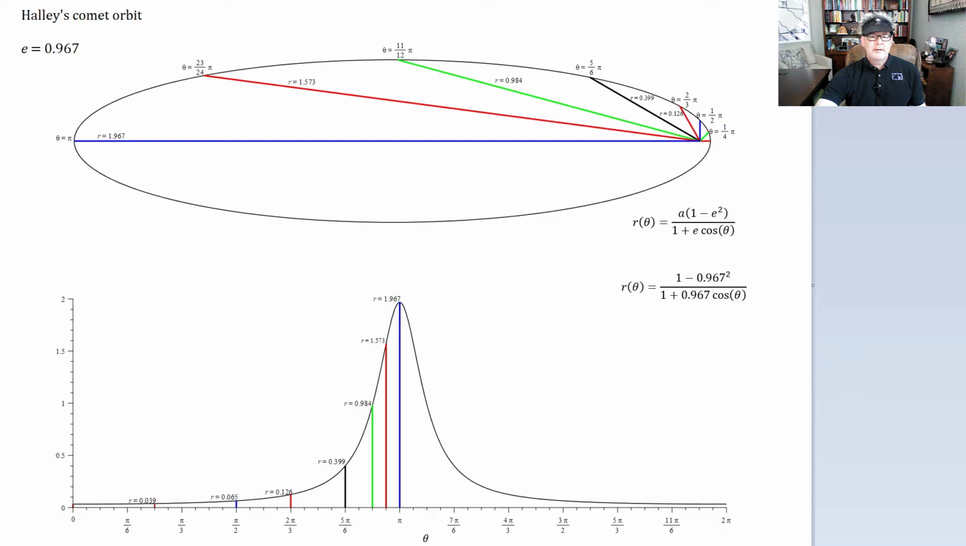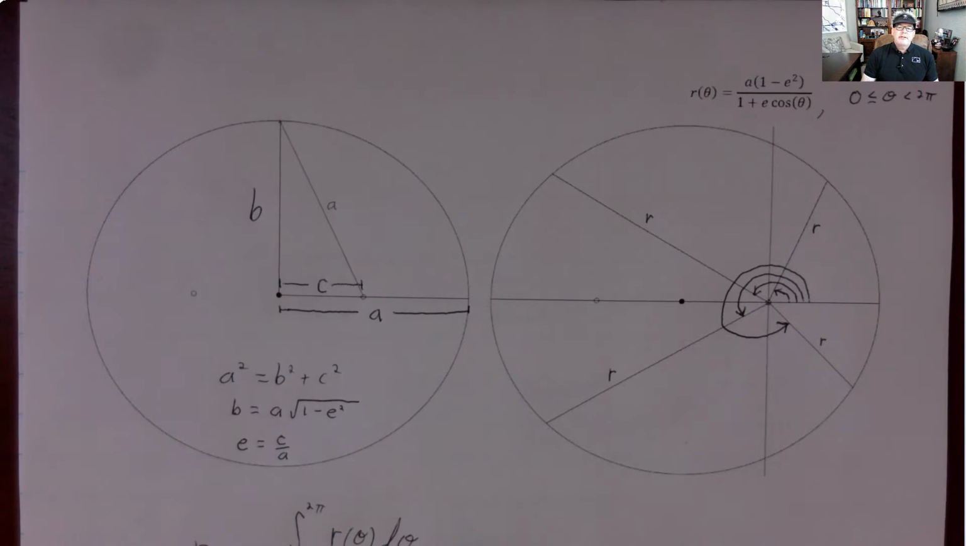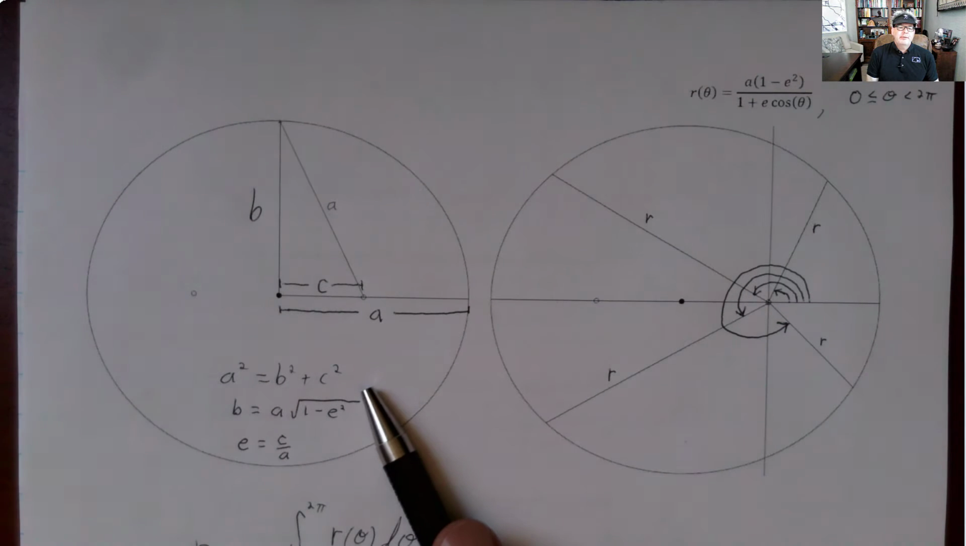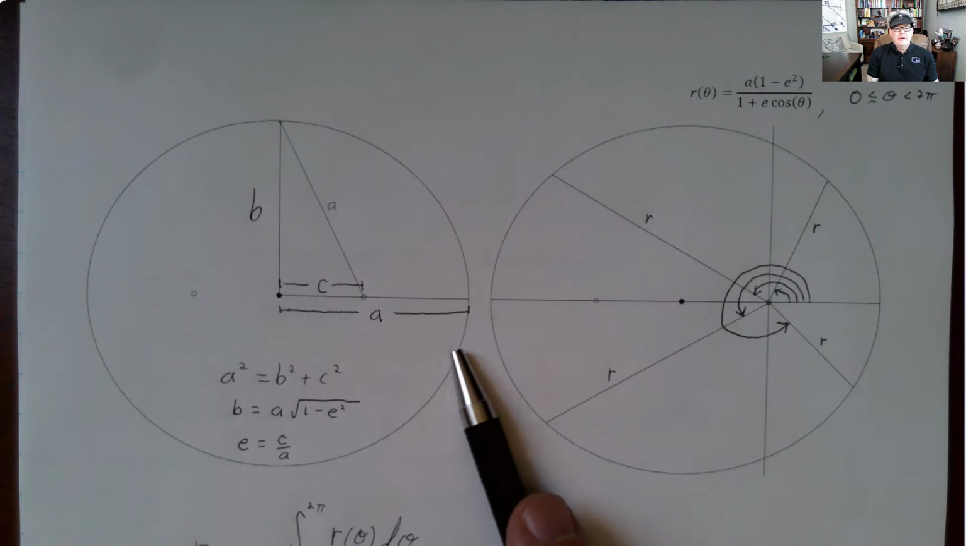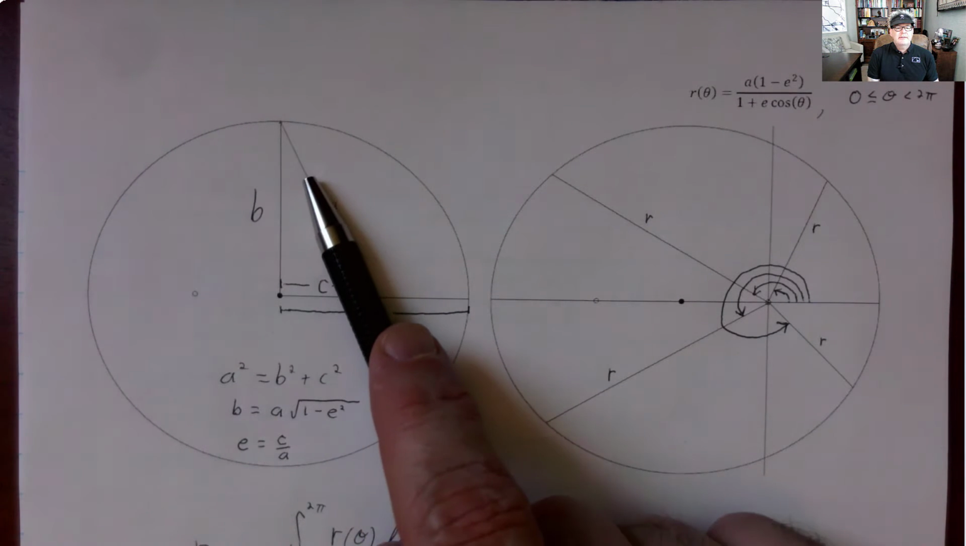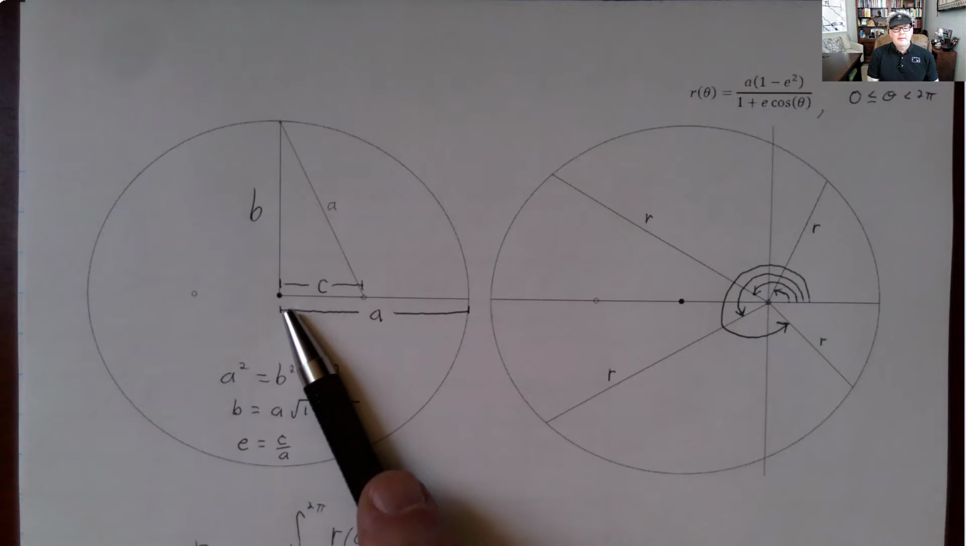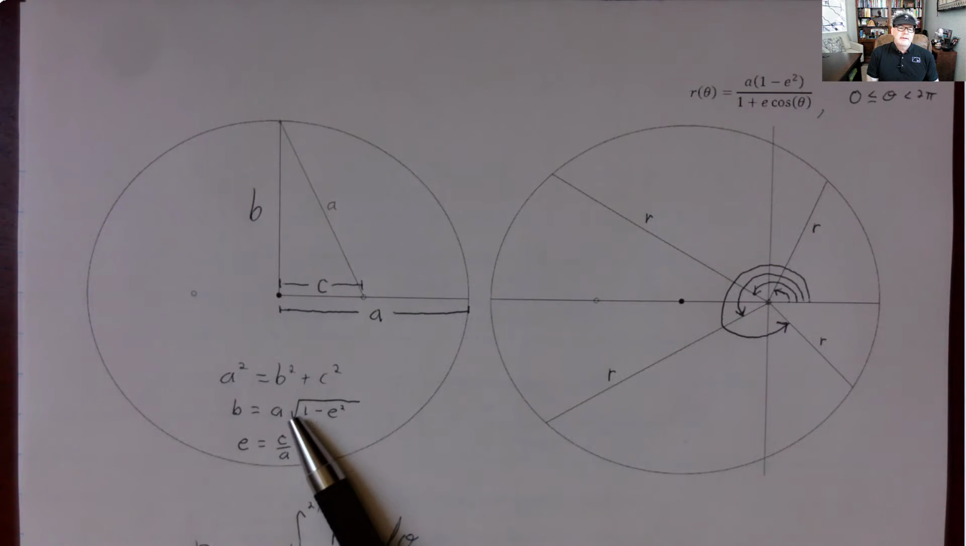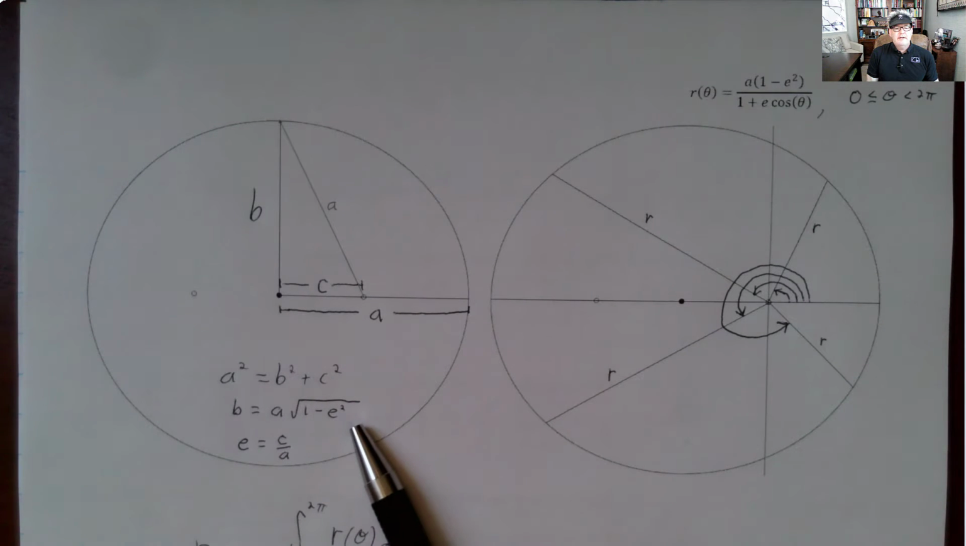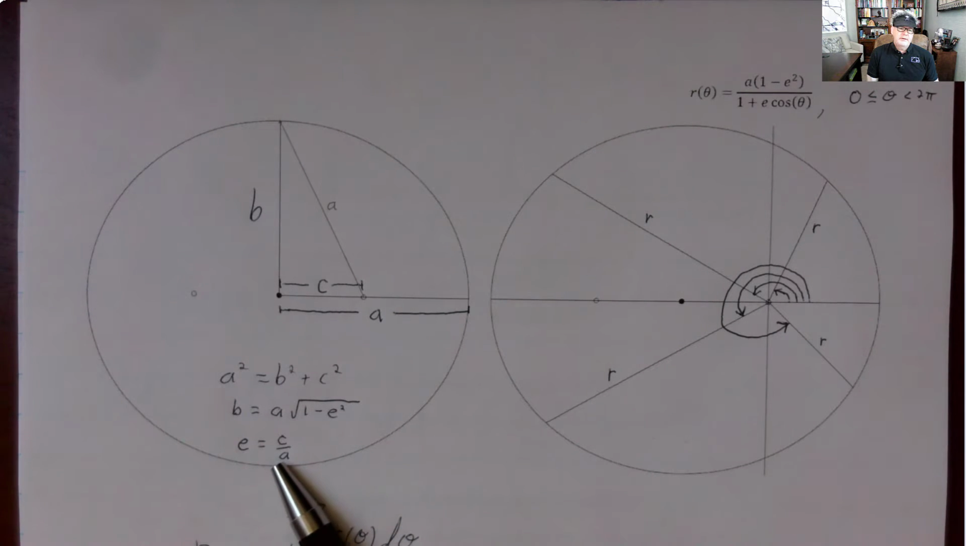Let's look at some of the math. Here's the math for finding the average value with respect to angle. First, a few general ellipse facts. Again, we're going to use a for the semi-major axis, b for the semi-minor axis, and c will be the distance the focus is from the center. And you've got this equation: a squared is b squared plus c squared. So b is going to be a times the square root of 1 minus e squared, because the eccentricity is defined as c over a.